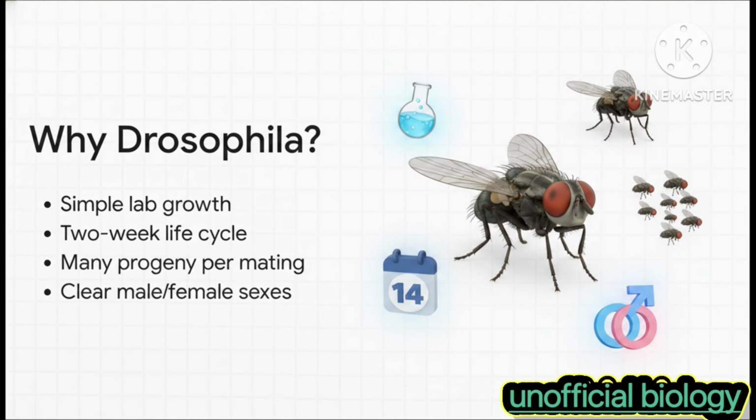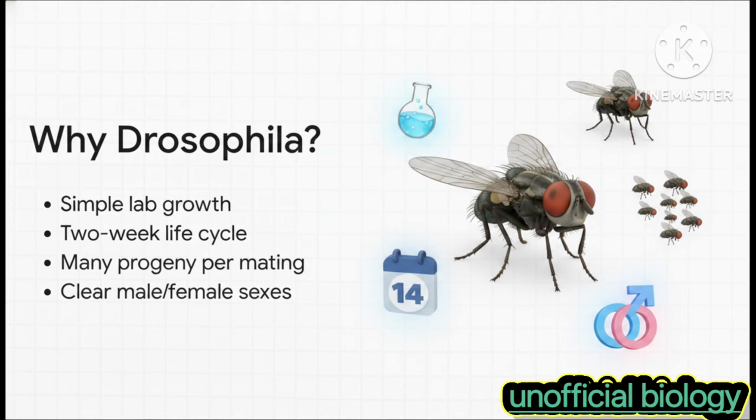Morgan didn't use peas. He used Drosophila melanogaster, which is just the common fruit fly. Why? Well, because they're essentially the ultimate living data set. They thrive in a lab setting, they churn through a whole generation in just 2 weeks, and they mate to produce hundreds of offspring. Plus, you can really easily tell the males from the females under a microscope.